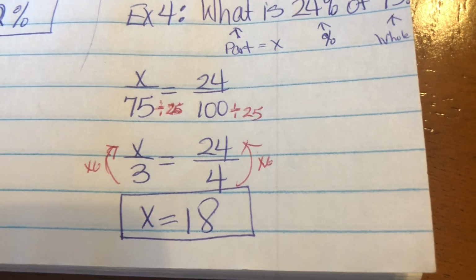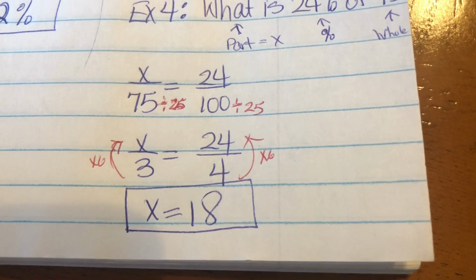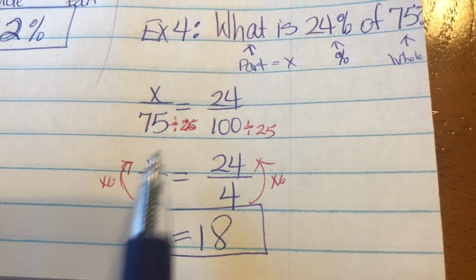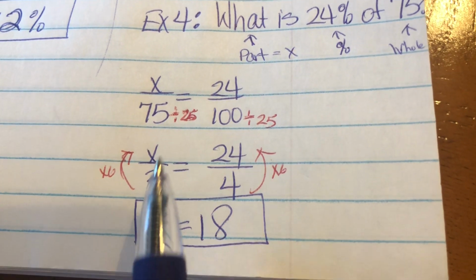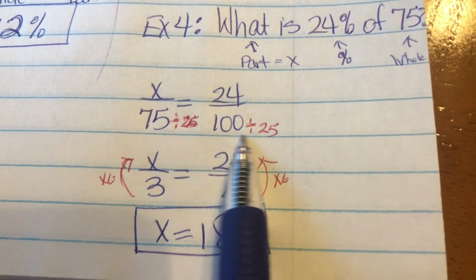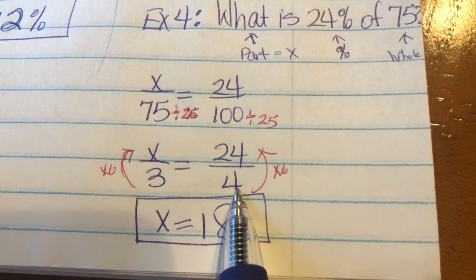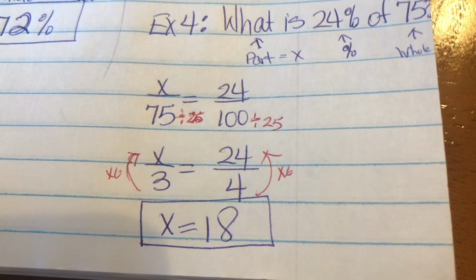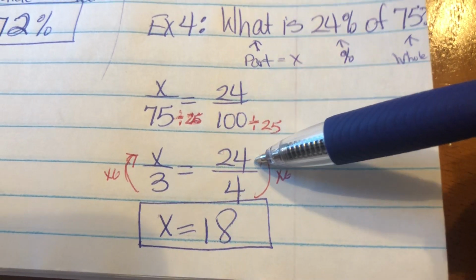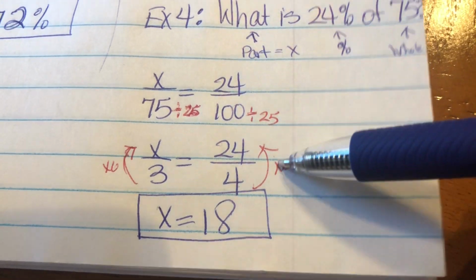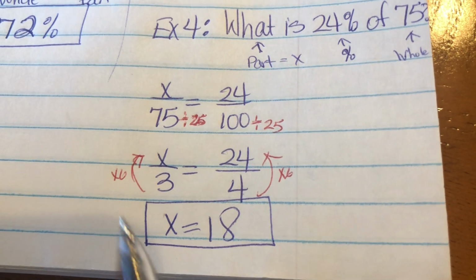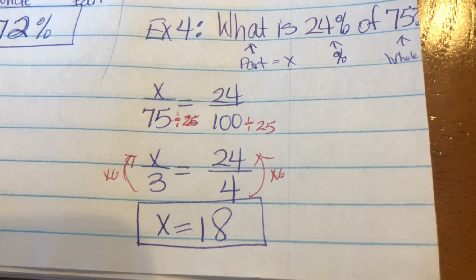This one was a pretty simple solve as well, because we have a 75 and 100. So think of quarters. Three quarters and four quarters. If I divide 75 by 25, I get 3. If I divide 100 by 25, I get 4. Numerators are the same. From here, you see that 4 goes into 24 evenly. So 4 times 6 is 24. Multiply 3 times 6, and you get x equals 18.